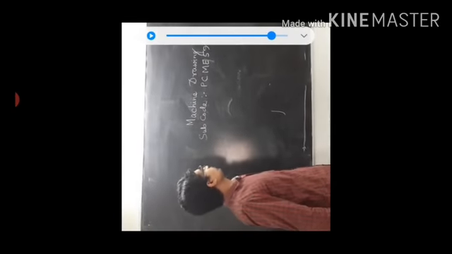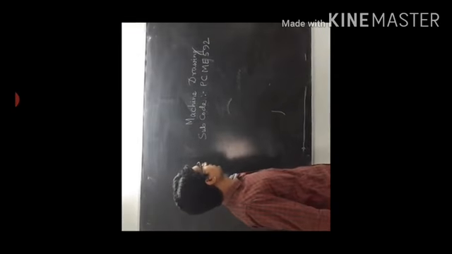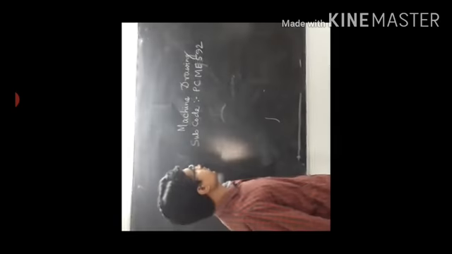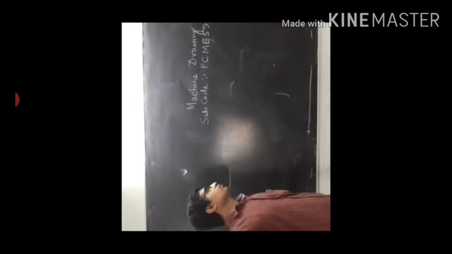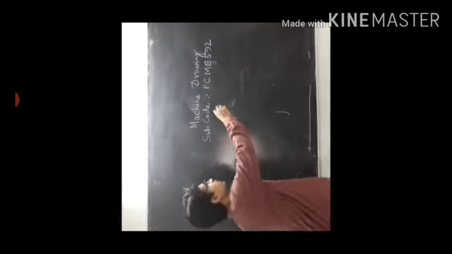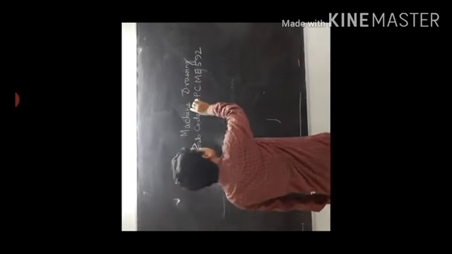This is the class of machine drawing. The subject code is PCME 592. The prerequisite subject of machine drawing is the fundamentals of engineering drawing. You have already drawn in your previous semester. Here, machine drawing is the drawing related to machines.